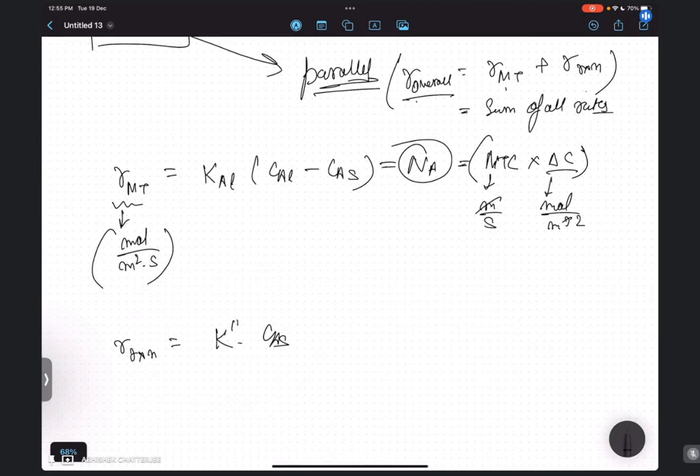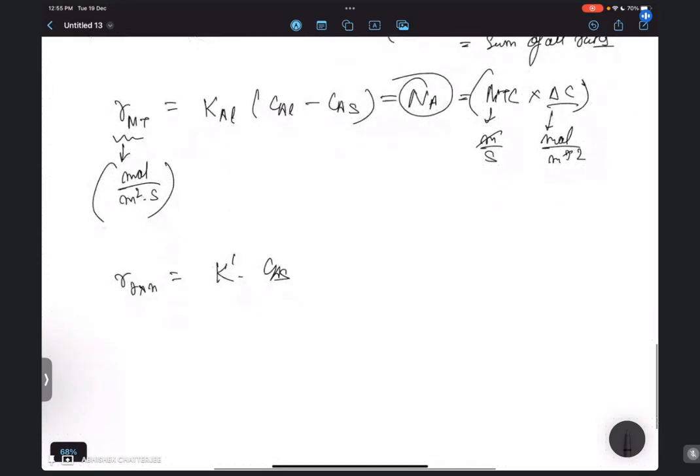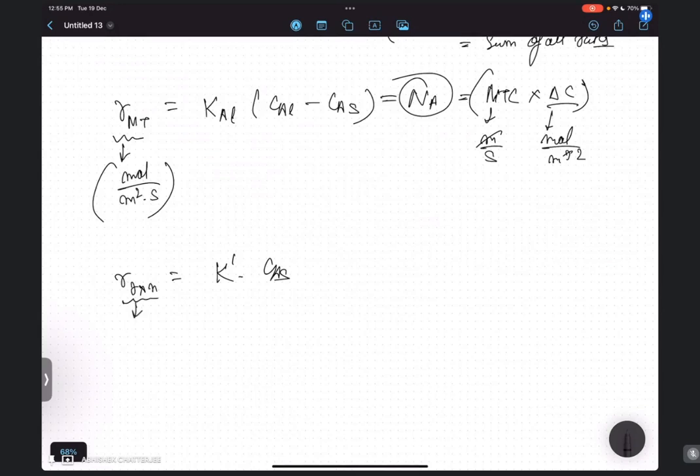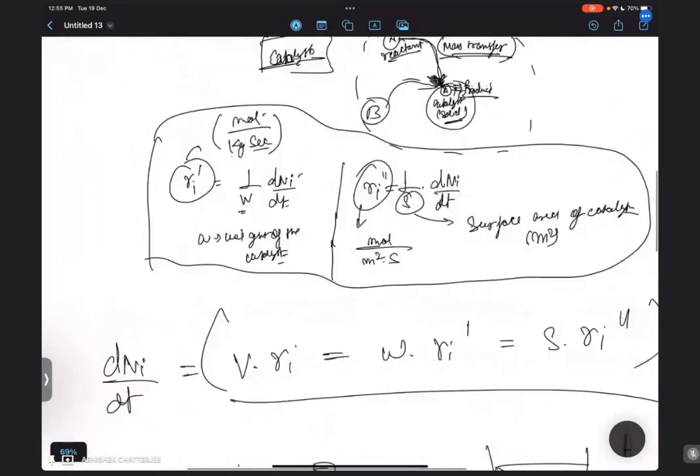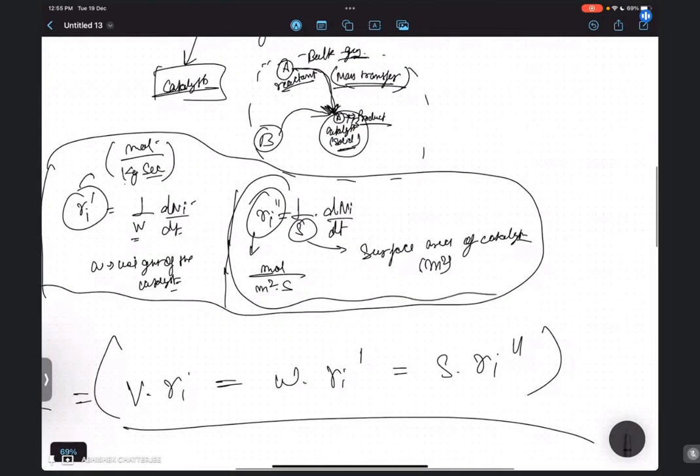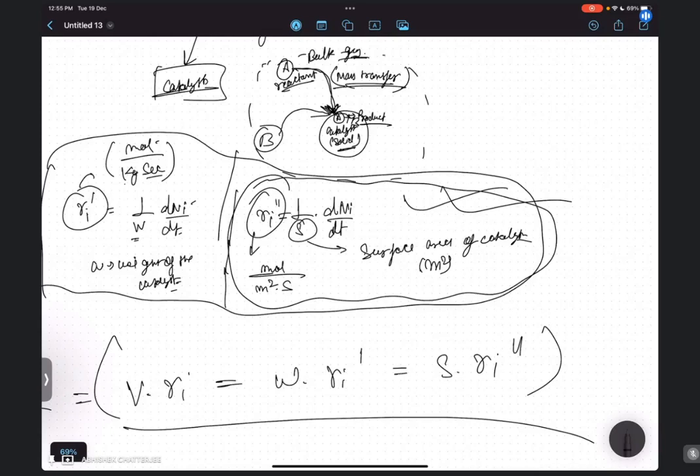Let us denote it by K double dash, or let us denote it by K dash only. This is based on the weight of the catalyst. So if it is based on the weight of the catalyst, what is the unit of your R reaction? Just now we have seen, not weight of the catalyst. Let us denote it by the surface area of the catalyst. So it will become mole per meter square second. This rate we are taking because this catalyst is providing the surface area of the reaction, so we are considering this rate, Ri double dash, that is equal to 1 by S into dNA by dt.